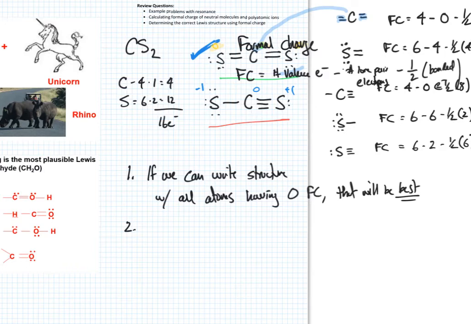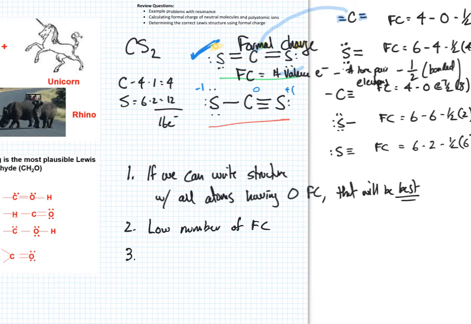Second, typically, if we have to have a formal charge, we want a low number of the formal charge. So like plus 3, plus 4, minus 2, minus 3, minus 4. Those are generally not good. If you end up with a structure that has a high formal charge, it's probably not right. Low formal charge is preferred.